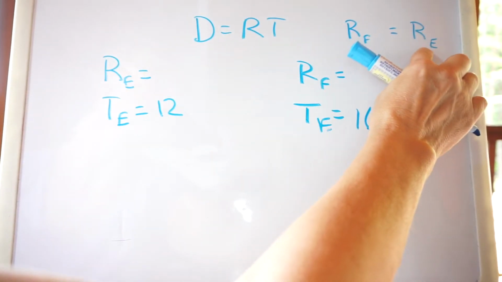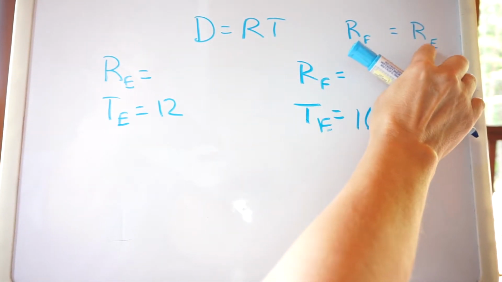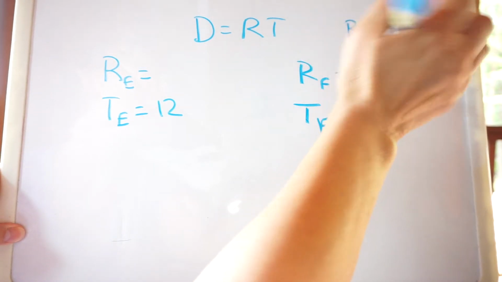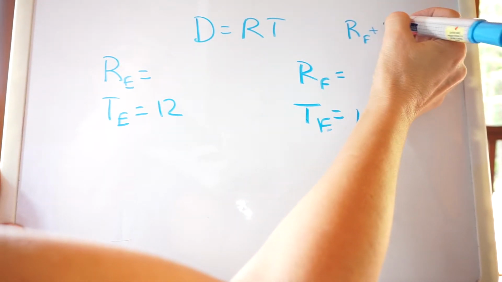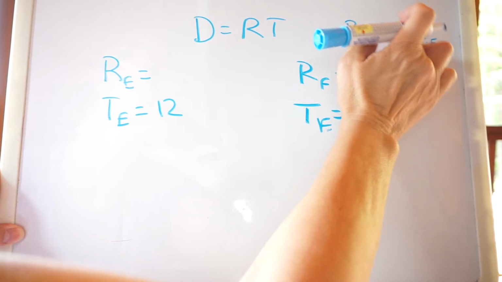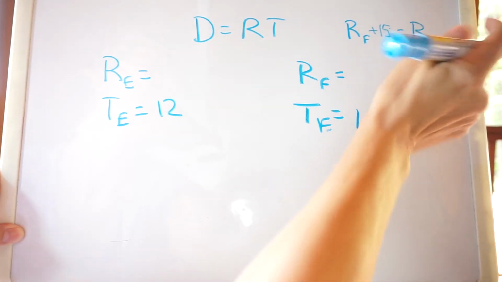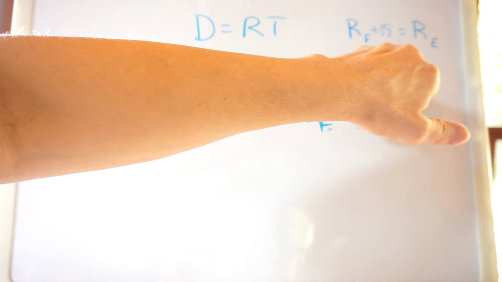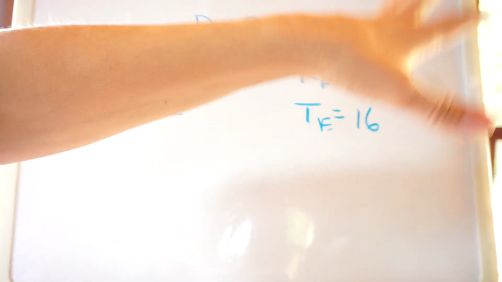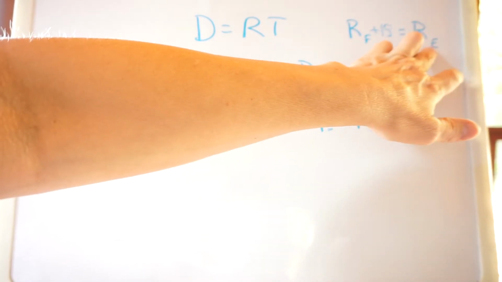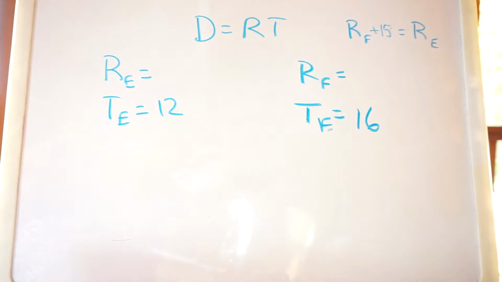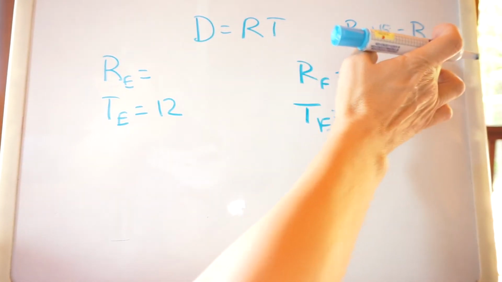The express train is faster, so its number is going to be bigger. It said the rate of this one was 15 less. So what I would have to do is add 15 to this side to equal the rate of the express train. The freight train was slower, so we need to add more to it to be equal to the speed of the express train. That's why the freight train was 15 kilometers per hour less than the rate of the express train.